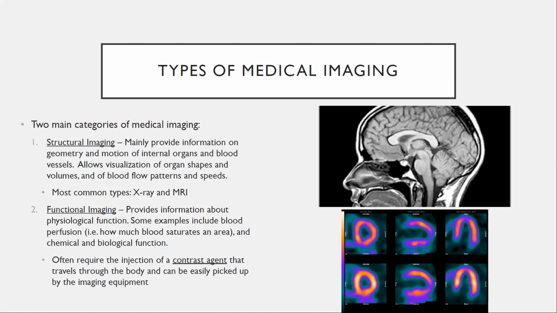Oftentimes, for functional imaging, you have to do something more than just sticking someone inside an X-ray tube. Oftentimes we have to inject something called a contrast agent that can travel through your body and can be picked up by that imaging. Depending on how well that contrast agent spreads out or how much it's picked up by the body, we can say something about its biological function. But the vast majority of imaging that's typically done in routine care, and the vast majority of imaging that we'll look at in this class, will be strictly structural. We'll basically get imaging on just what the geometry looks like without any additional information on cardiovascular function.